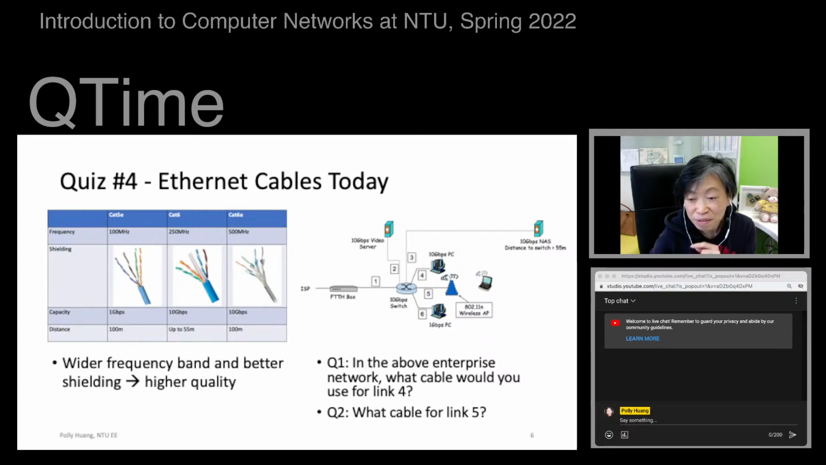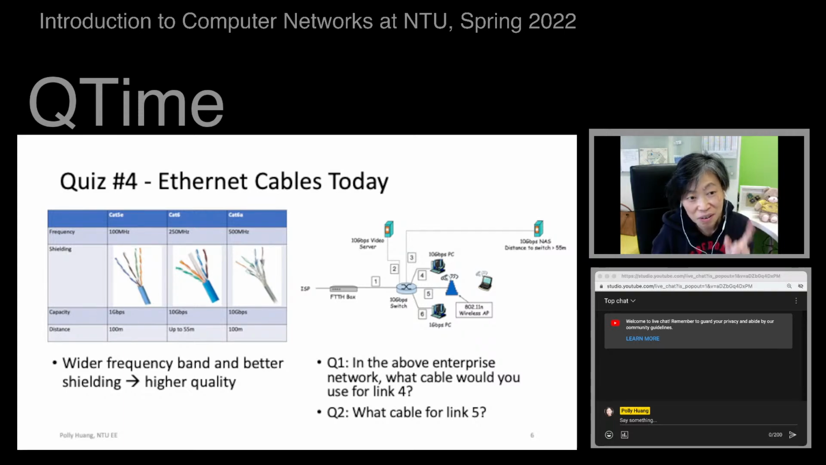Yeah, it is a little bit different. But you see, the difference is just that different generations of the cable use a wider frequency band. So you answered week 2 quiz 4. Oh, I see what you're saying. Yeah, the cables. Okay, good. Very good, Xiang.